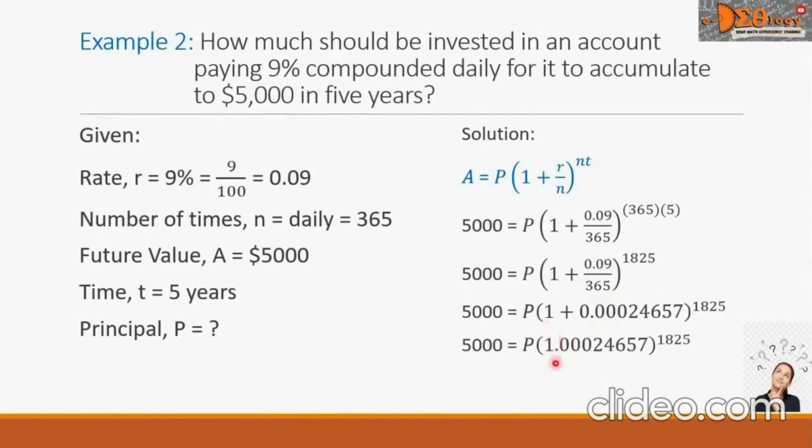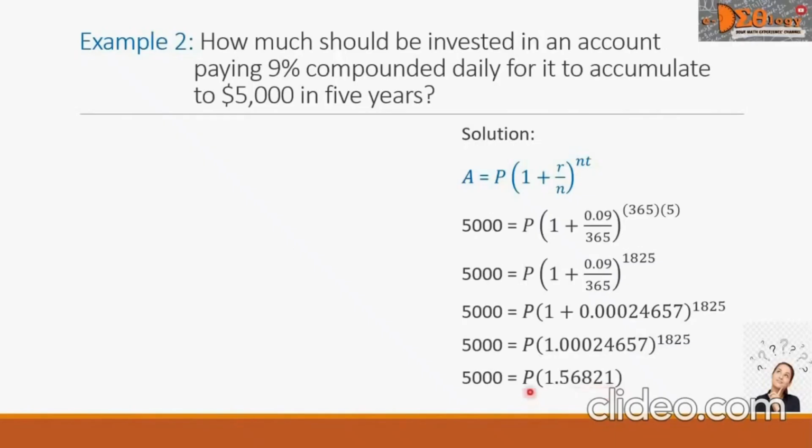Let us add this decimal with this constant 1. We will get 1.00024657. And this decimal must be raised to that exponent 1,825. And the simplified value is 1.56821. We want to get letter P, so let us divide this equation by the coefficient of P, and that is this 1.56821.